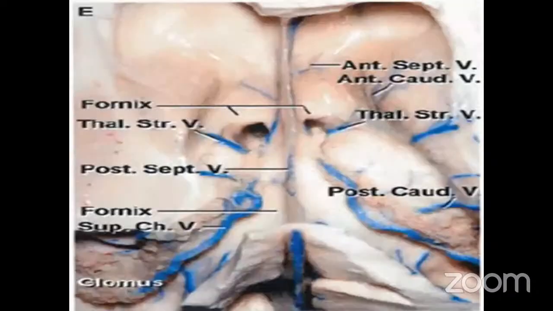This is another diagram. In this diagram, the upper part of the hemisphere has been removed to expose the frontal horn, the body, and the atrium of the lateral ventricle. The choroid plexus is attached along the choroidal fissure. In this diagram, we can see the expanded part of the choroid plexus in the atrium of the ventricle, and it is known as the glomus.